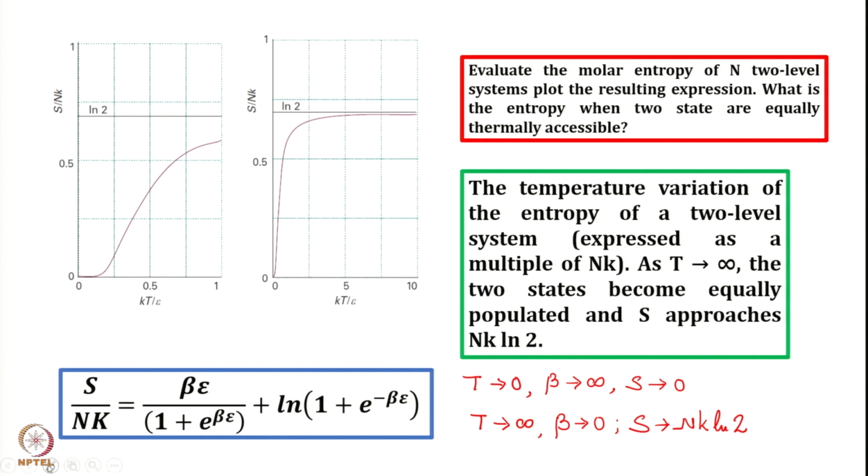So therefore, such an expression allows us to express entropy as a function of temperature. We can talk very easily about the situations when temperature approaches 0 and when temperature approaches a very high value. At the intermediate temperatures, one can use this expression and calculate the value of entropy.